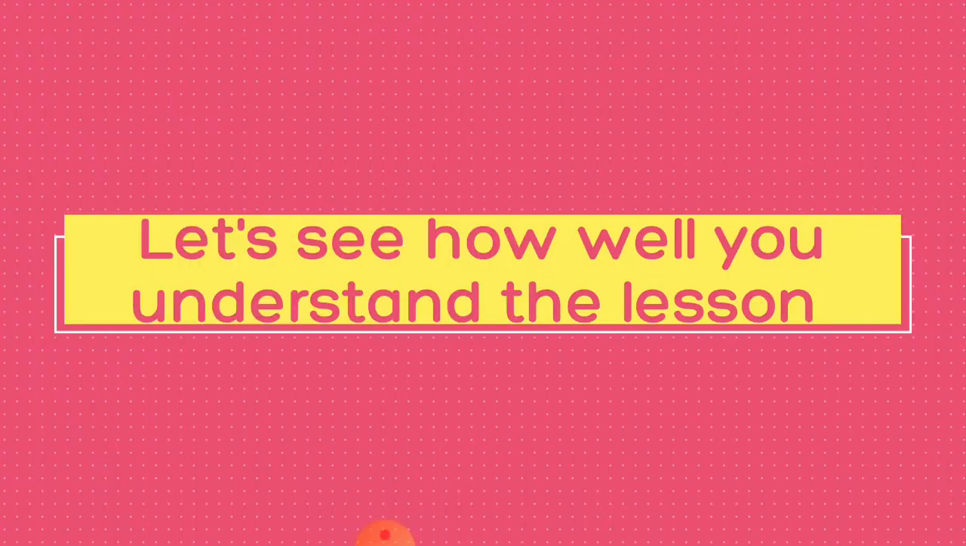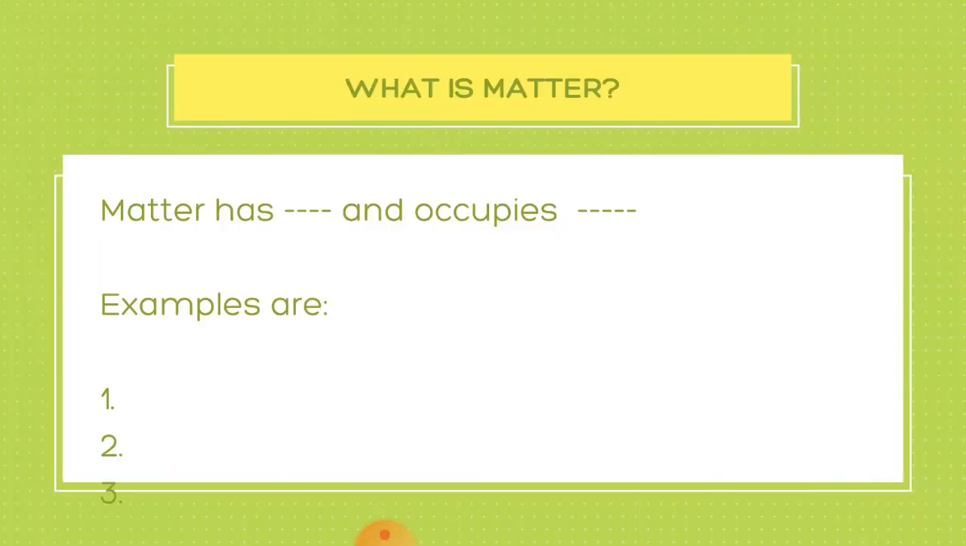So let's see how well you understand the lesson. I will be asking you some questions by way of a short quiz, but you have to write down your answers somewhere because there are no options given here. So if you are ready, I am ready. First question goes, what is matter? So you write the answer in the space provided. Matter has dash and occupies dash. Then give me 3 examples somewhere in your notebook. Have you done that? Remember, you shouldn't spy from your class notebook, right?